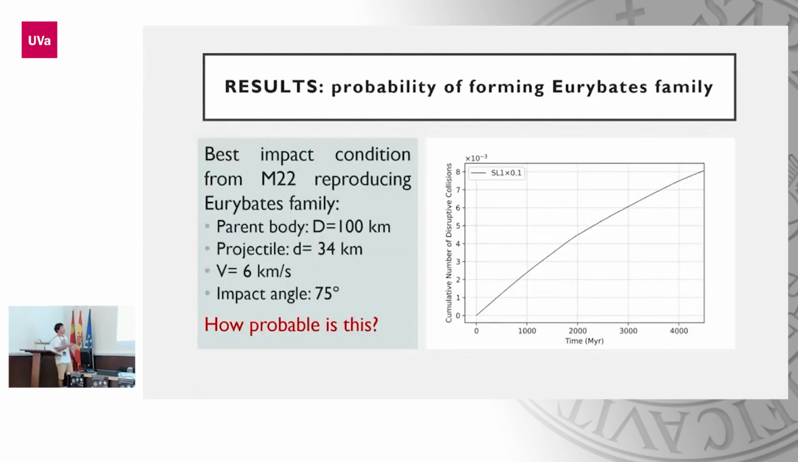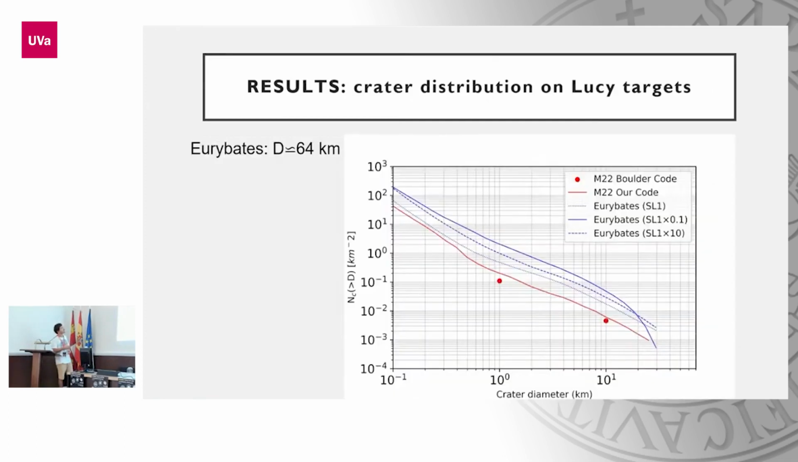So we further extended our research. Marshall 2022 also proposes what would be the best impact conditions to form the Eurybates family, which is one of the Lucy targets. So what we did was calculate the probability of formation of this family according to our own scenario. And what we got were pretty low probabilities, actually.